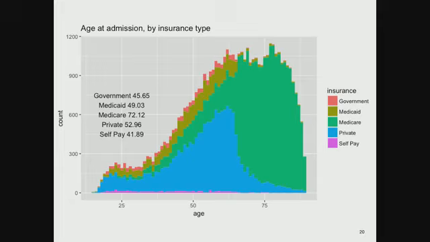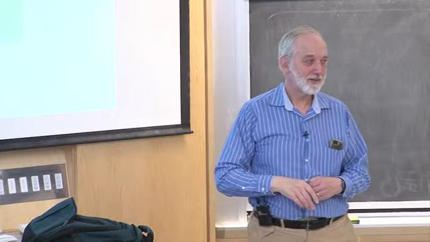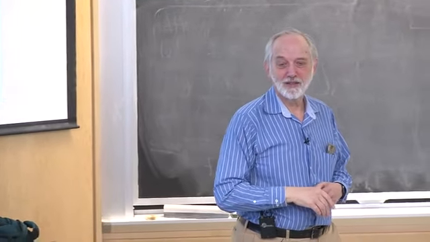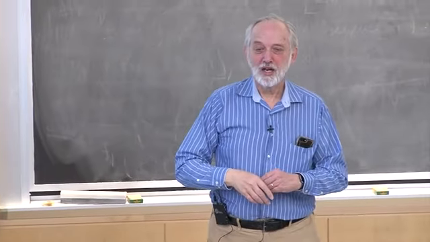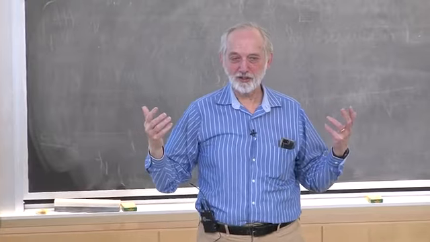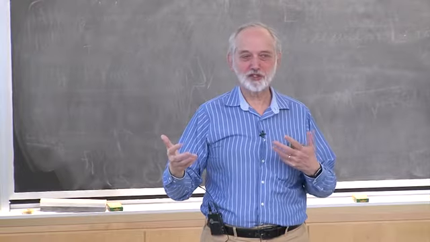Now, why do you think that private insurance drops way off at about 65? Isn't insurance always covered for everyone times state? It's because of Medicare. Yeah. So Medicare covers people who are 65 years old.